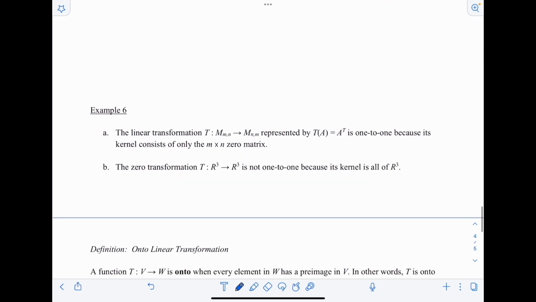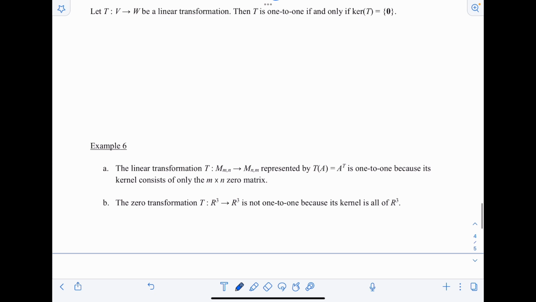Well, actually, there's not really anything to do on this one. This is just saying that if you map M_mn to M_nm, represented by T(A) = A transpose, this is one-to-one because its kernel consists of only the m by n zero matrix. Okay, what this is saying is I'm mapping from V, a matrix, into W, finding its transpose. So mapping a matrix to its transpose.